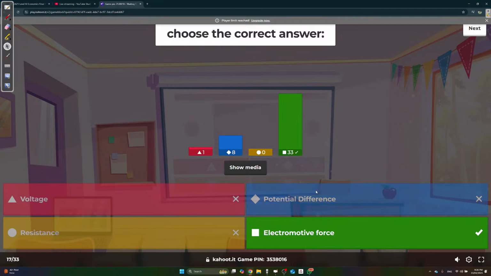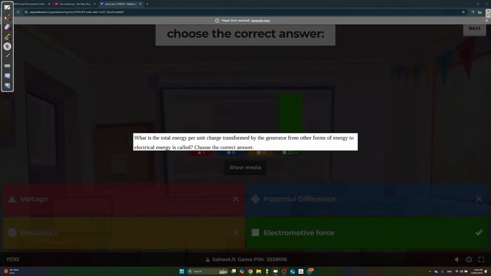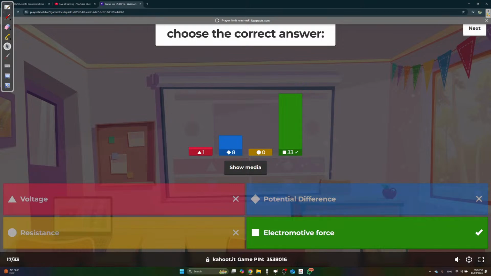8 people said potential difference. How? Remember, they said the total energy that's transformed. The total energy is the EMF. Okay? The potential difference is not. The total energy that's transformed is the electromotive force.